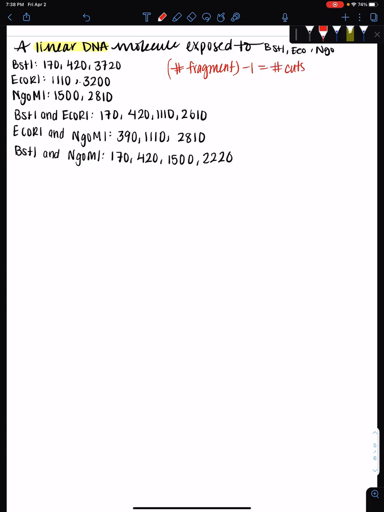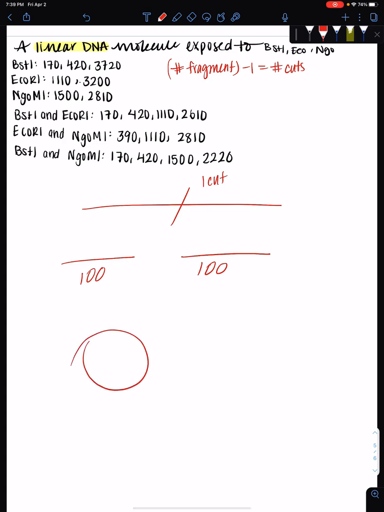This is different from a plasmid just because the number of fragments you had equals the exact amount of cuts you have. And that makes sense because if you consider this line right here and you cut it only once, so this is one cut, you're going to land with 2 pieces or 2 fragments. So in a problem, you'd have 2 numbers even though there's 1 cut for a linear piece of DNA. And if you had 1 cut with a plasmid, it would just end up being 1 line. So that's the difference.